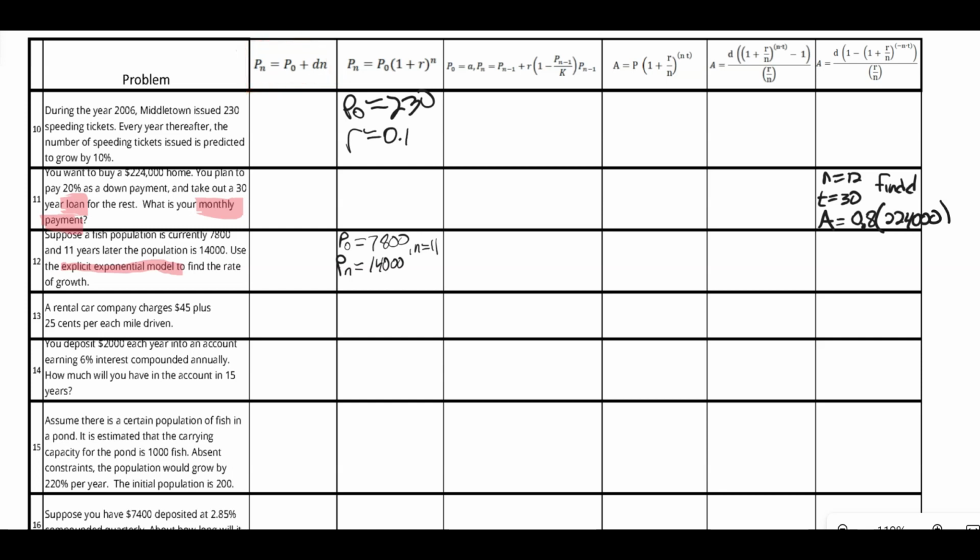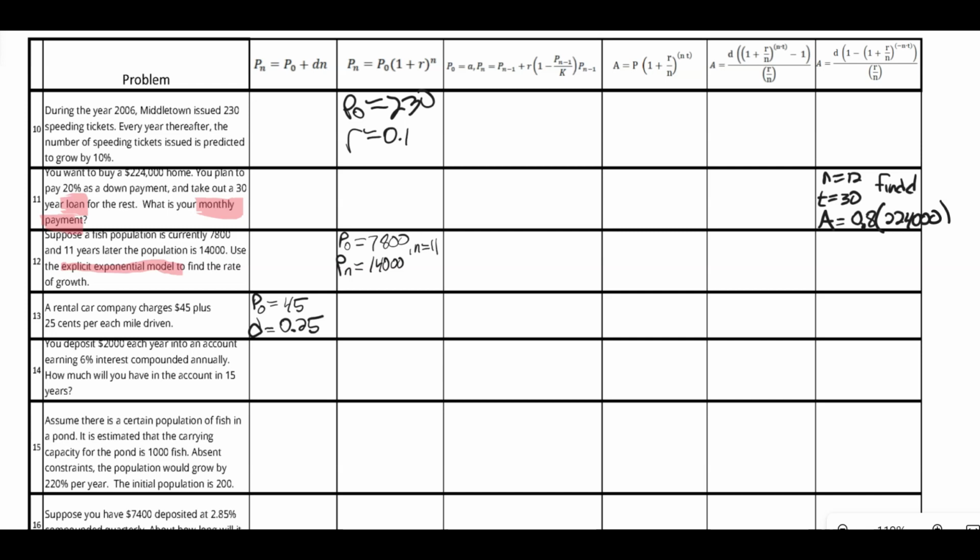So the initial value, P sub 0, would be 45. In dollars, since we're in dollars, the d value would be 0.25. And that's all the information we have. We would not be able to use this formula without something else given, either an n value or a P sub n value.